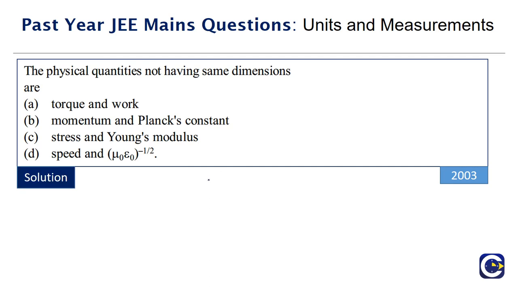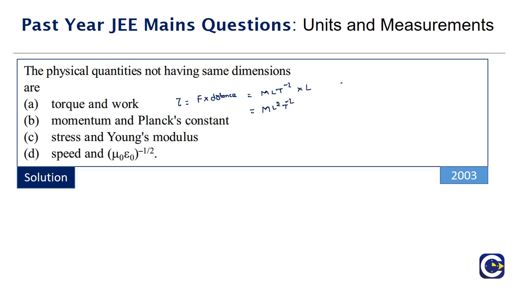So we look at the solution for this. First we have torque and work. Torque is the turning effect of force, which is given by the force multiplied by the perpendicular distance between the point of application of force and the axis. So it will have dimensions of m L t power minus 2, which is the force dimension, into again distance. So the overall dimension of torque will be m L square t power minus 2.